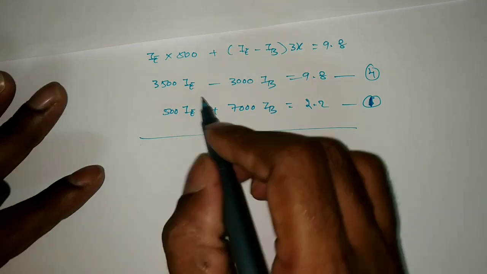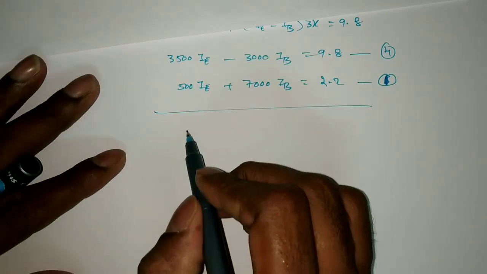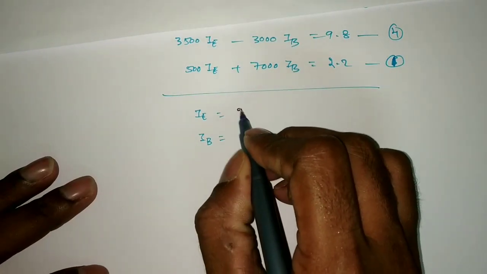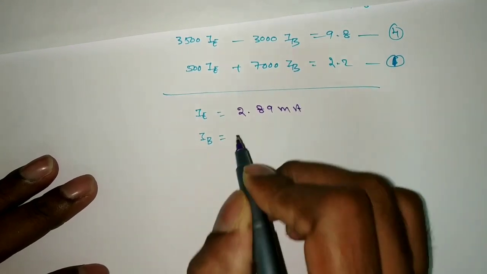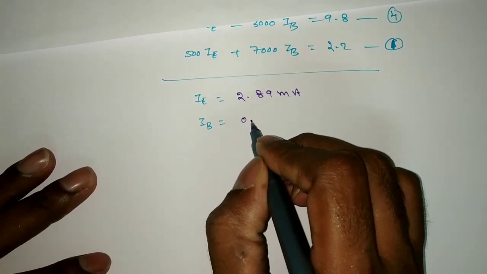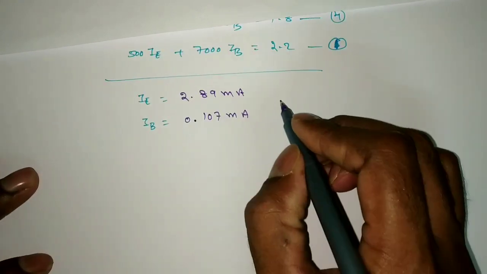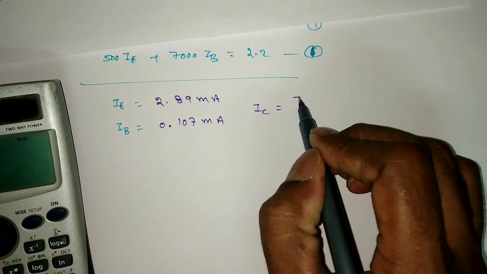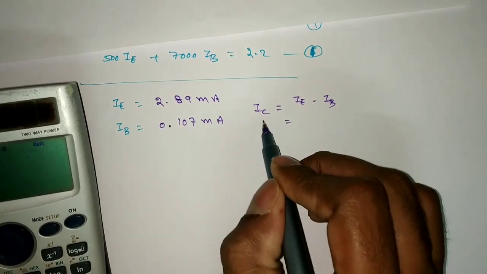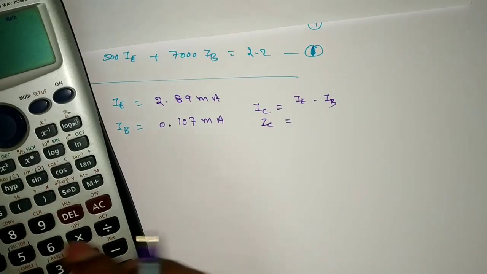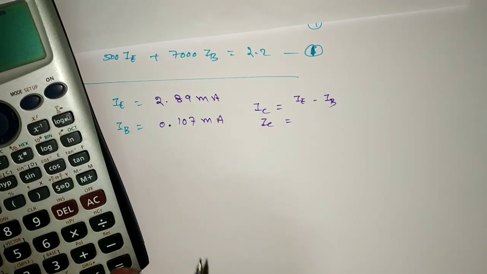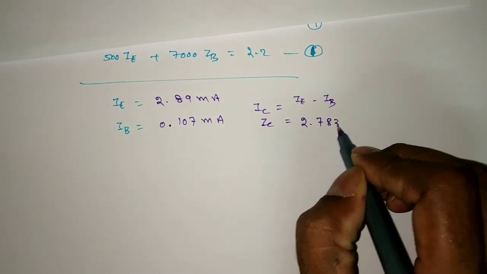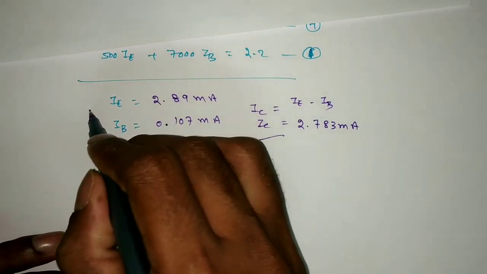By using a calculator, by multiplying and adding, you can get IE and IB. The IE value we get is 2.89 milliampere, and the IB will be 0.107 milliampere. Then I can get IC is equal to IE minus IB, which is 2.89 minus 0.107, that is 2.783 milliampere. So this is IC.